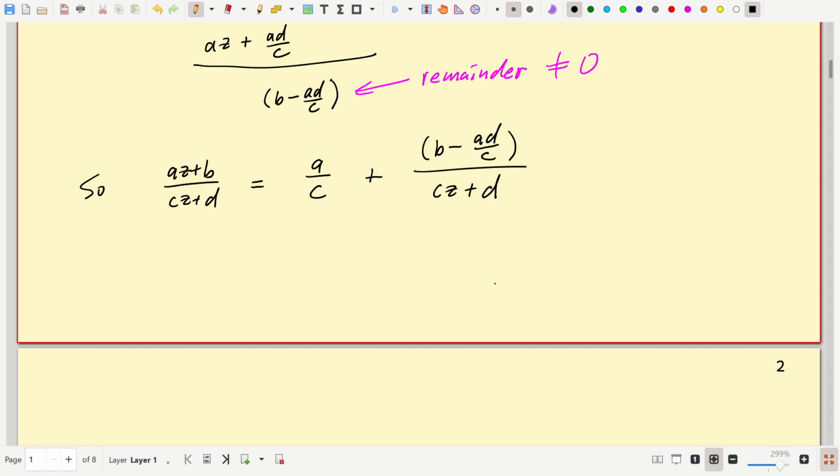Let's see what I'm going to write. C, I'll write that as R e to the I theta. And I have another number there. I'm going to write B minus AD over C. That's a complex number that's not equal to 0. I'll write that as capital R e to the I psi.